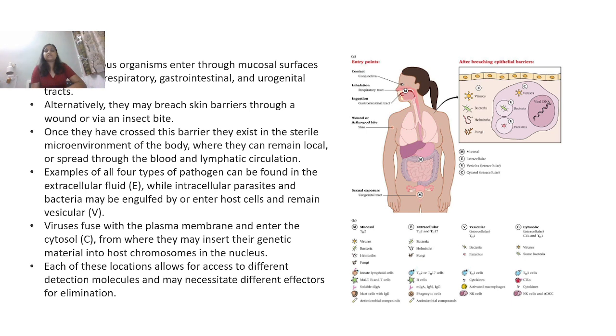Once they have crossed this barrier, they exist in the sterile microenvironment of the body, where they can remain local or spread through blood and lymphatic circulation. Whenever they have breached the barrier, they can exist in the sterile microenvironment of the body. There they can either remain in the same place, or they can spread through the blood and the lymphatic circulation.